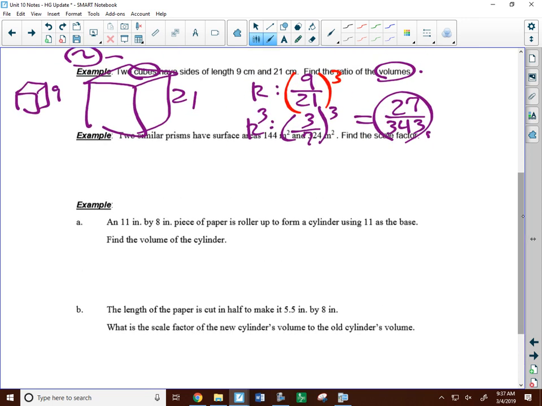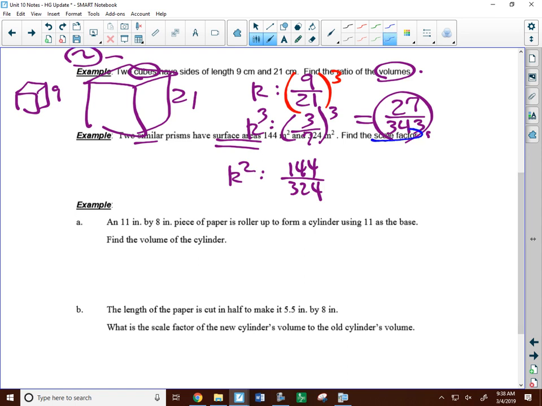Let's do another quick one like this. 2 similar prisms have surface areas 144 to 324. So what can I write with area? I can write k squared. Again, k squared represents the ratio of the areas. So I'm going to do 144 to 324. Again, we could write 324 over 144. The order wouldn't matter.